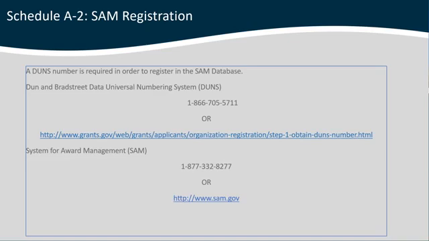Schedule A2 is proof of SAM registration, so you need to have a DUNS number before you can register in SAM. These are just links and contact information for those 2 programs. You need to go ahead and get that started. Doing that registration is free, so even if you decide ultimately not to apply for a grant, there's no reason not to go ahead and do that, just to preserve the option.